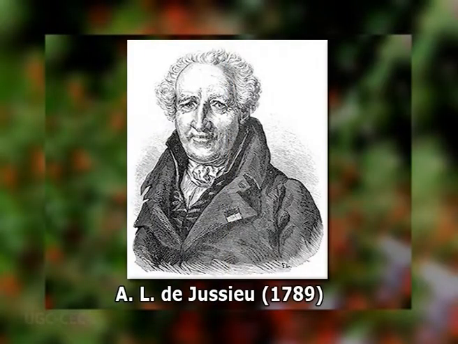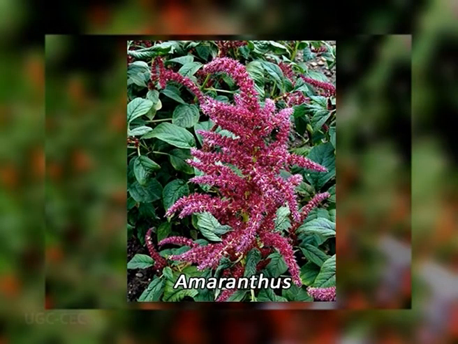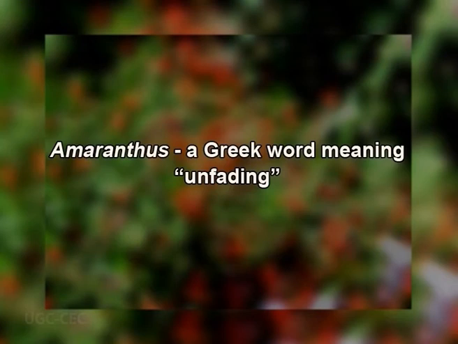Amaranthaceae is commonly known as Amaranth family. The family was first established as a formal taxonomic category under the name Amaranthaceae by a French botanist A.L. de Jussieu way back in 1789. This name Amaranthaceae is actually based on the scientific name of the type genus Amaranthus. Amaranthus is basically a Greek word which means unfading, due to its characteristic persistent bracts and perianth.